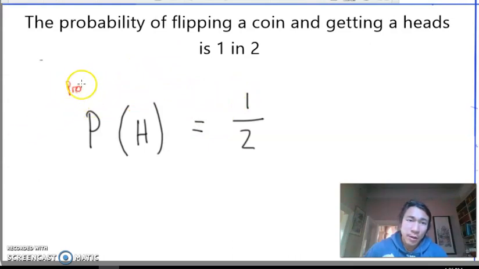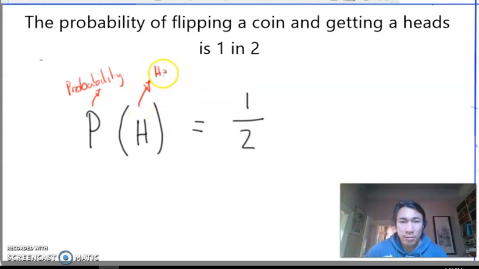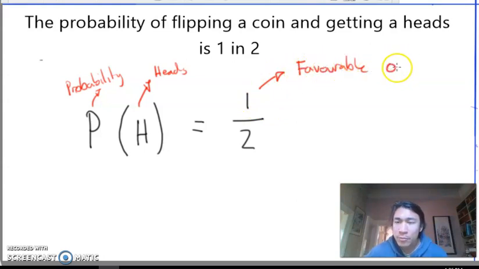P is probability. Sometimes we use PR, but the P in this case is probability. H stands for heads. So I'll just note that down. It's really whatever we want to happen. We wanted to get a head, so we put the H in here. The 1 represents, and we use a new word, a favorable outcome. And what a favorable outcome means, in other words, is what we want to happen.